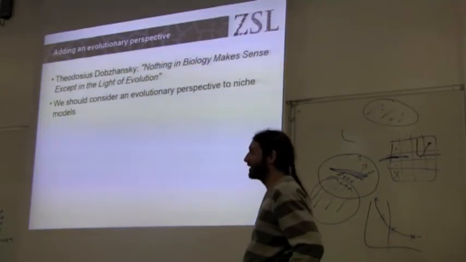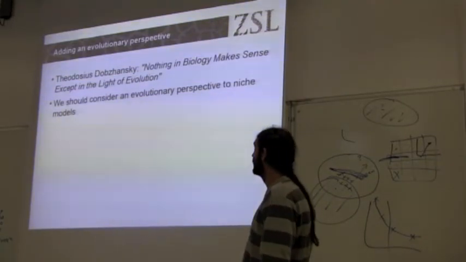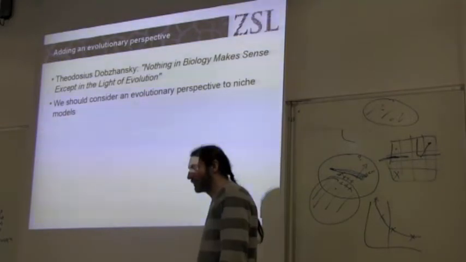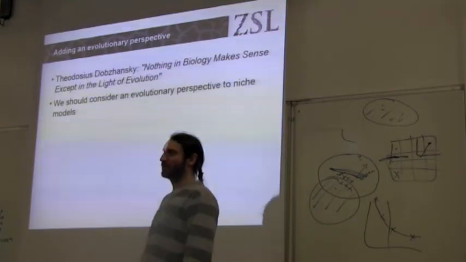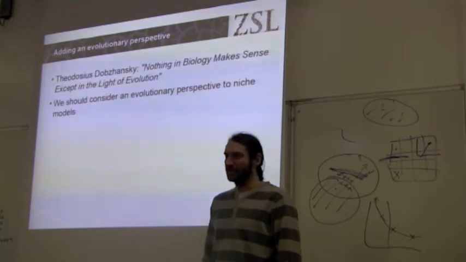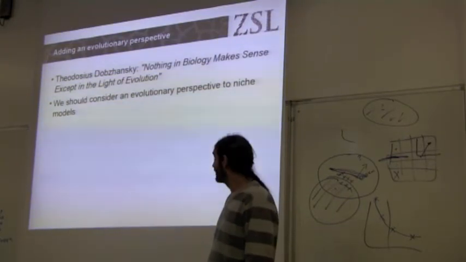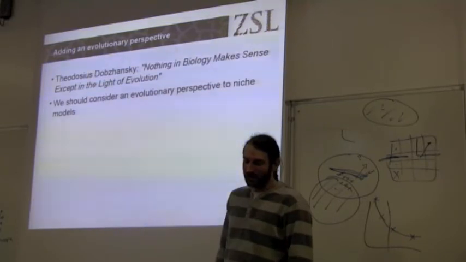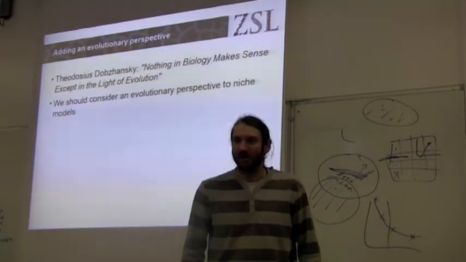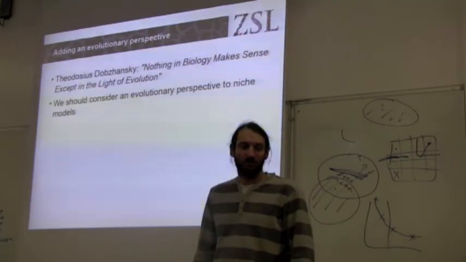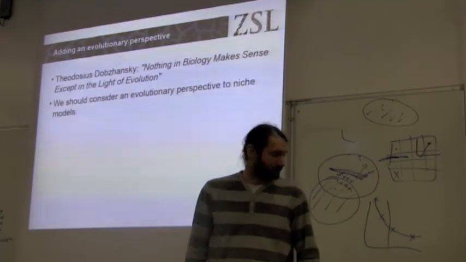So just to put this very, very well-worn quote up, we should always try and keep in mind evolutionary history whenever we look at anything biological, and that applies as much to niche modelling as anything else. So in order to consider evolutionary history, then we should look at phylogeny.